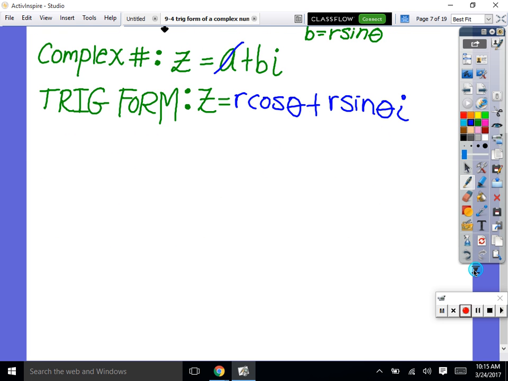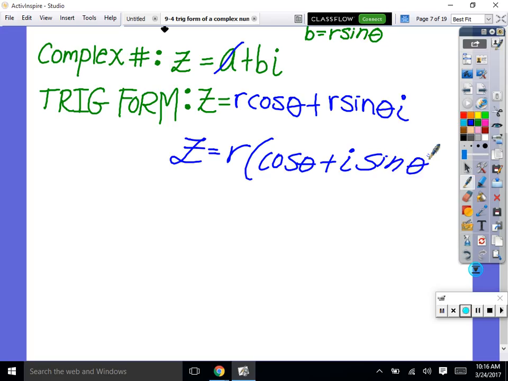Now you're going to see them do something just to make it prettier. They're going to factor out an R. So we factor out an R, and then what's left is cosine theta plus i sine theta. That's how you're going to see them write it, just factoring out the R. So when I do it, you're going to see me write it like this, just because that's the prettier way of writing it. Why have the two R's when we could factor out an R? So write that down, because we're going to be using that.